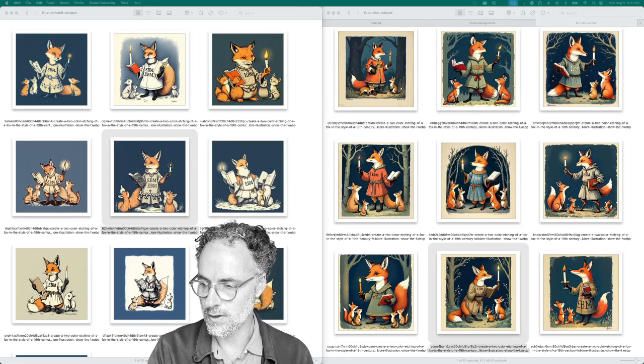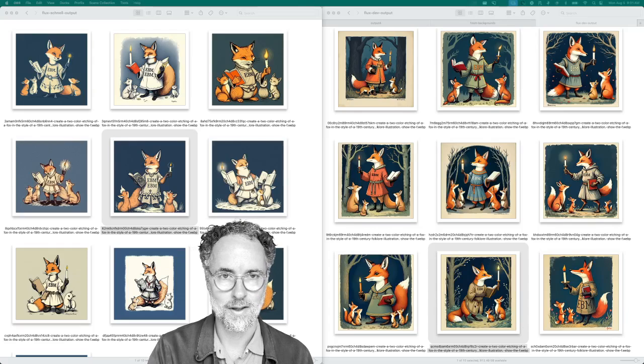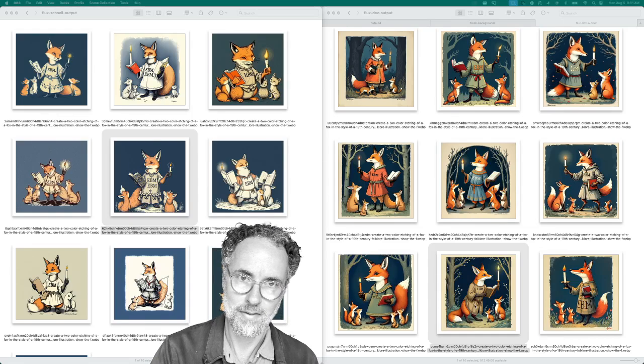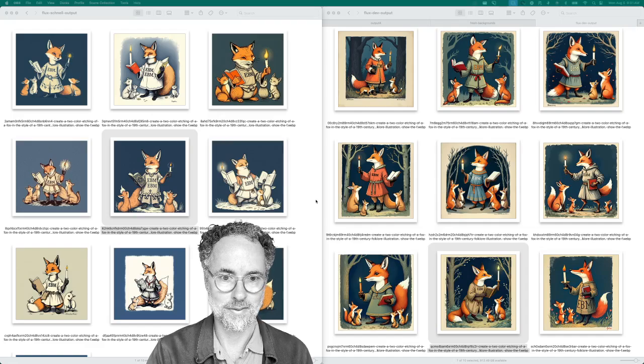So Flux is the new image generation model from Black Forest Labs, created by the original authors of Stable Diffusion, who now have their own company. And I've been playing around with this model since it came out last week.